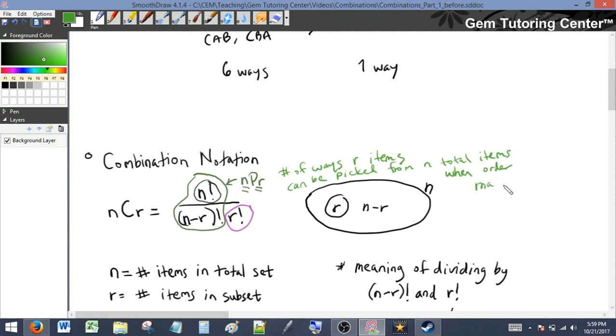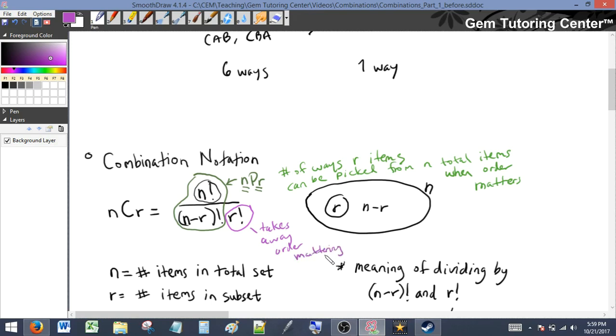Okay, thanks for bearing with me as I write this. I just want it to be very clear. With r factorial, what that effectively does, this r factorial in the bottom, is it takes away order mattering. And the reason why is this.